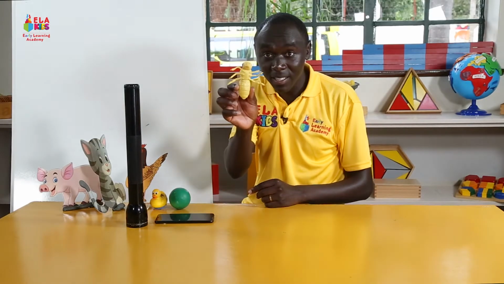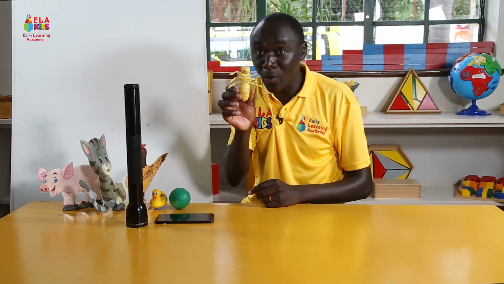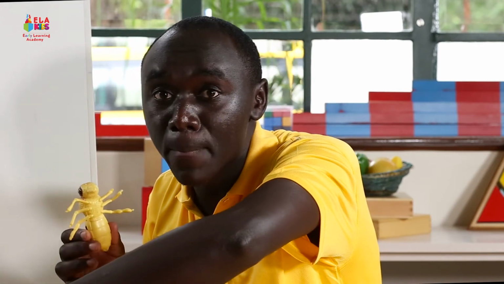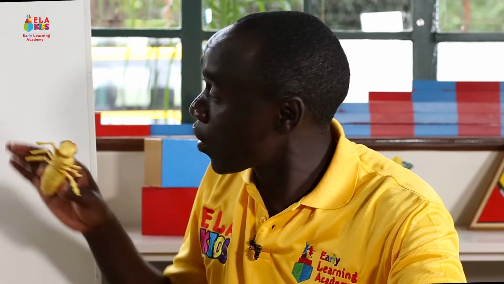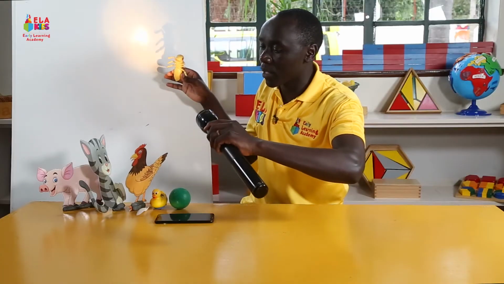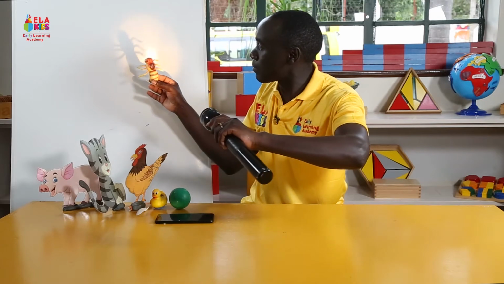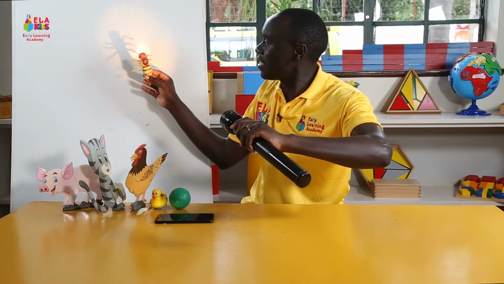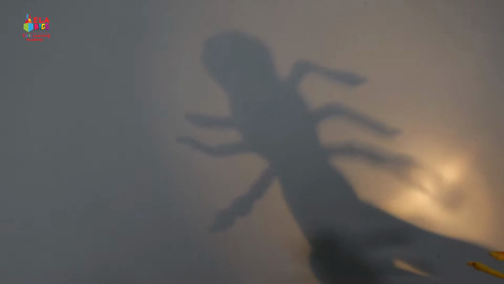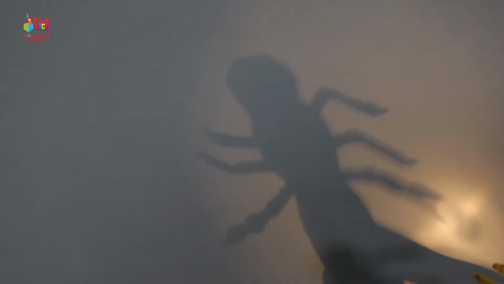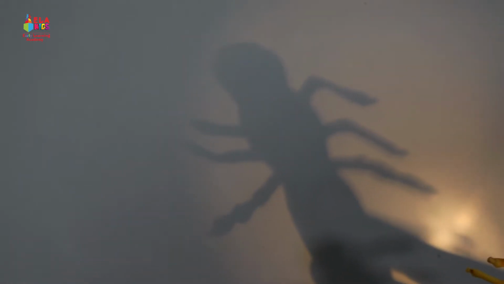Well, let's start with the bee. Can we try make the shadow of a bee? Well, I will start by using my torch. Try make a shadow of the same on this board. Switch on my torch and try make a shadow of the same. What do you see? That is a shadow of a bee. A bee, the shadow of a bee.